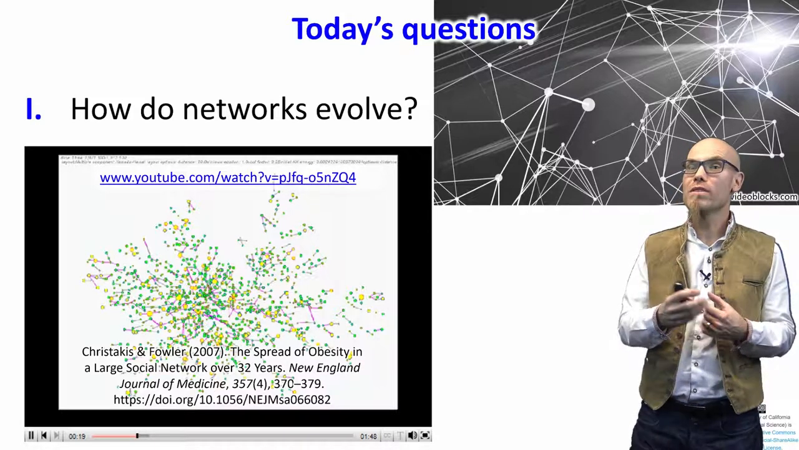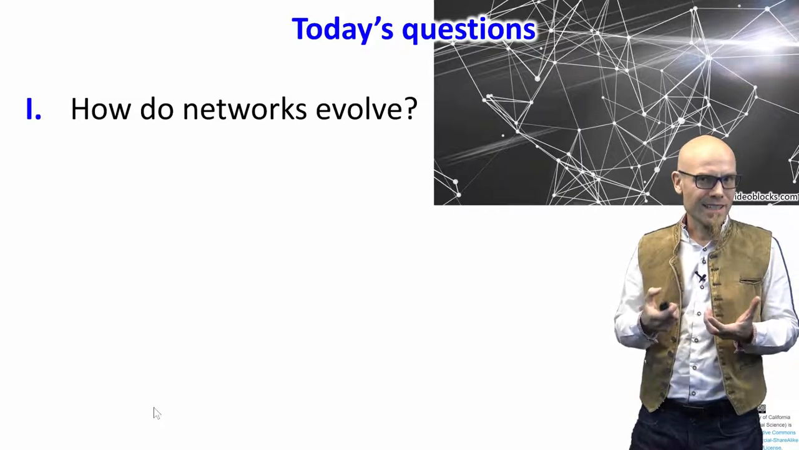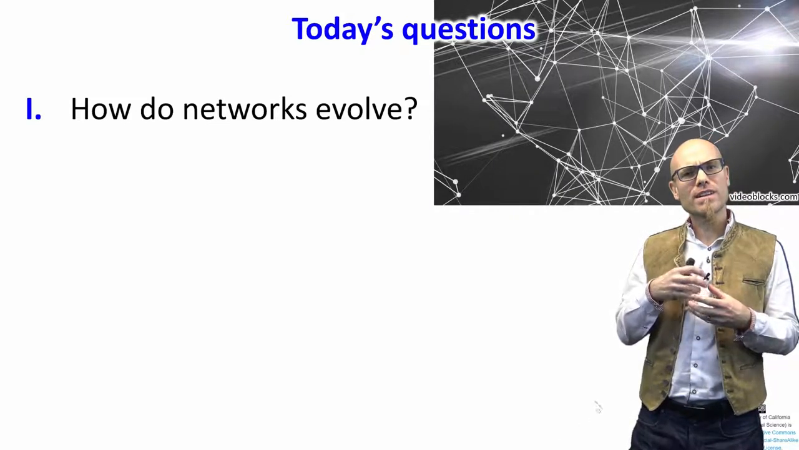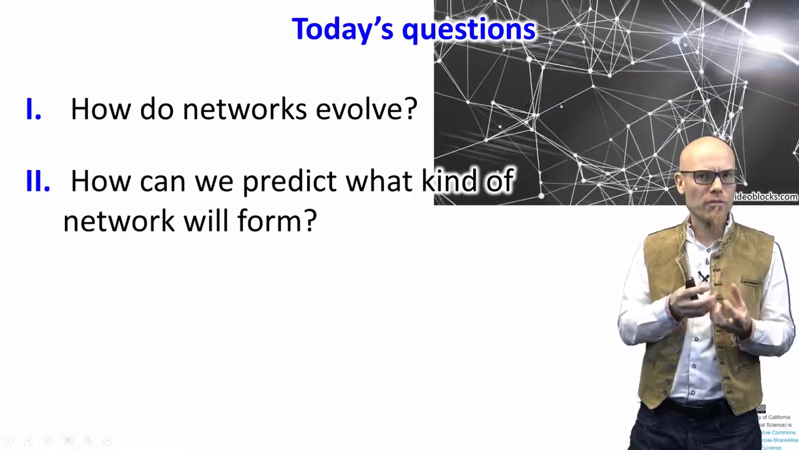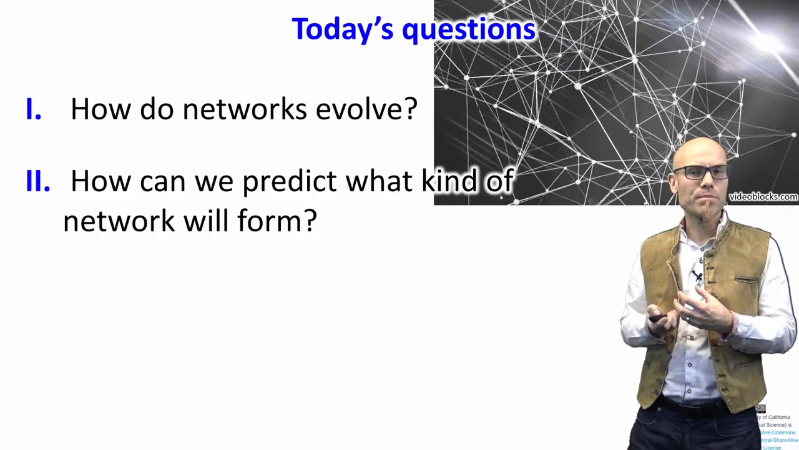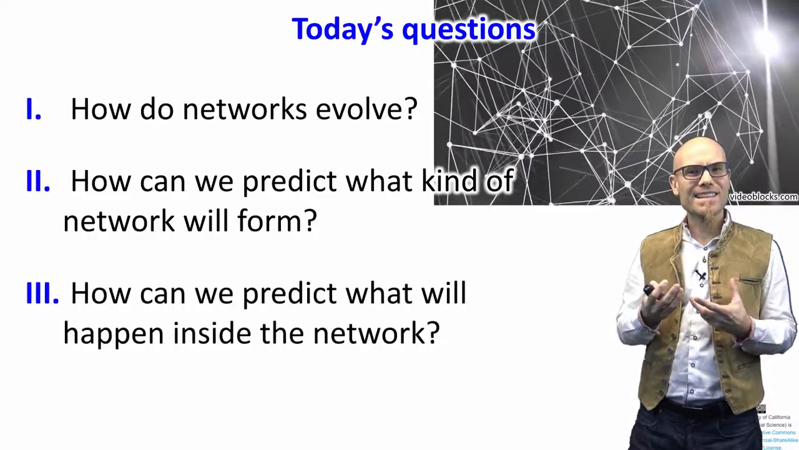And we saw two effects of what happens on the network. On the one hand, and that is our second point, we saw a different network forming. We saw these clusters forming of obese and non-obese people. And second of all, there's also something happening inside the network.